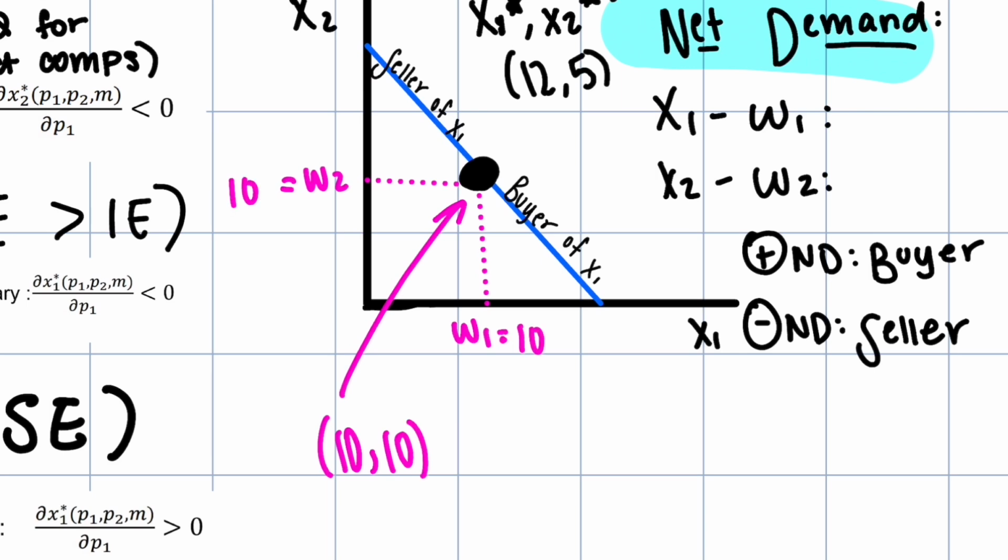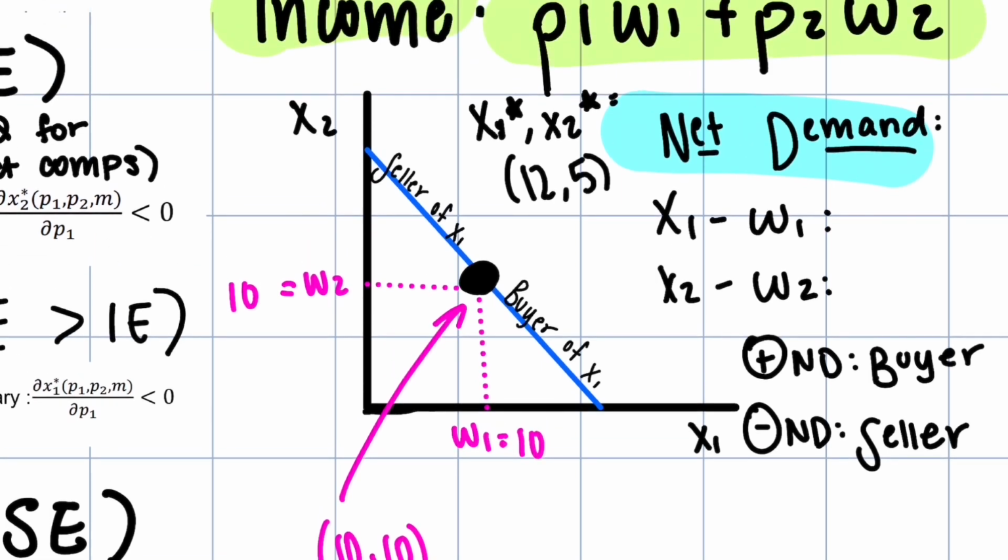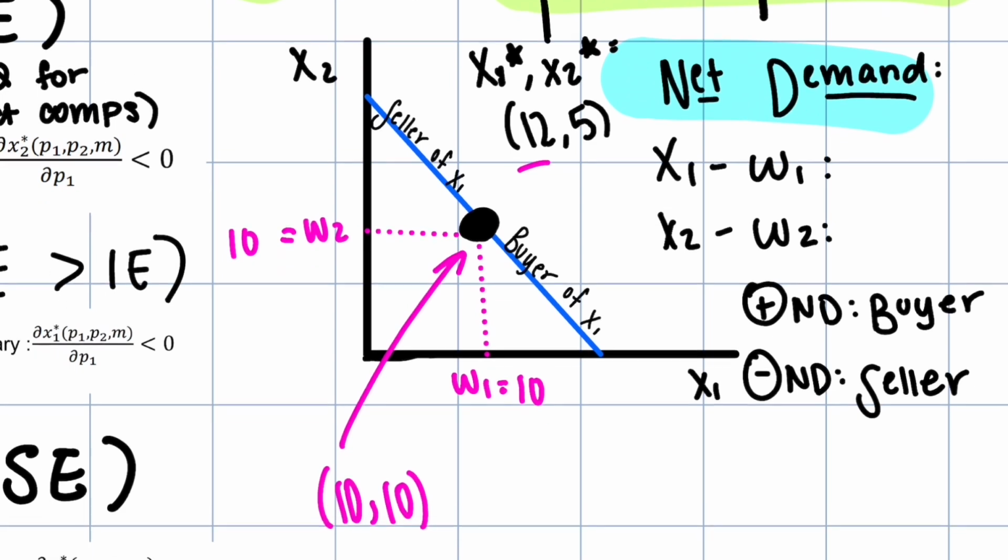To figure out our net demand of x1, we simply just do our optimal amount of x1 minus our endowment of 10. So our net demand would be 2. Since we have a positive net demand, we are a buyer because we want more than we have in our endowment, right? So we're demanding 2 of x1, we are a buyer.